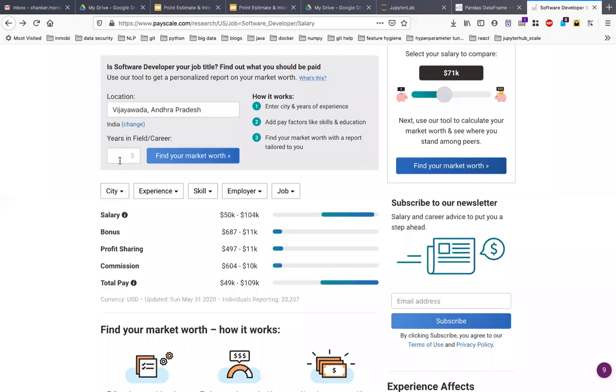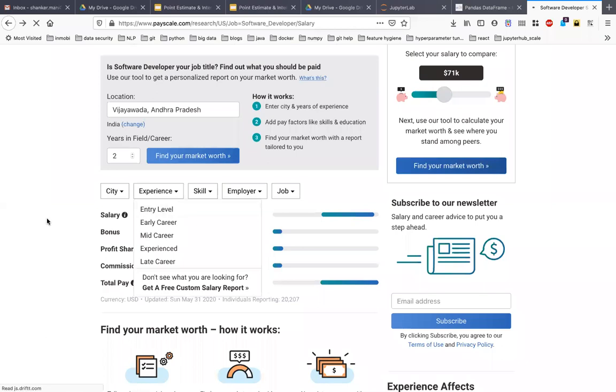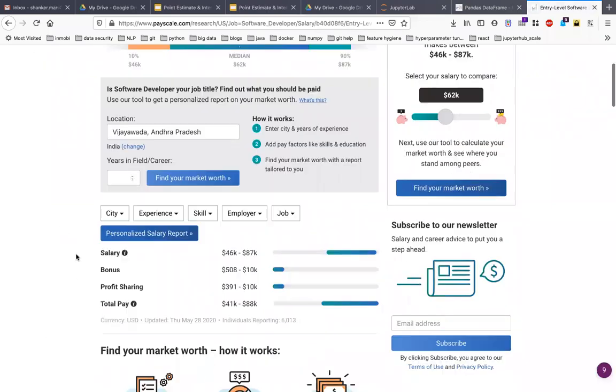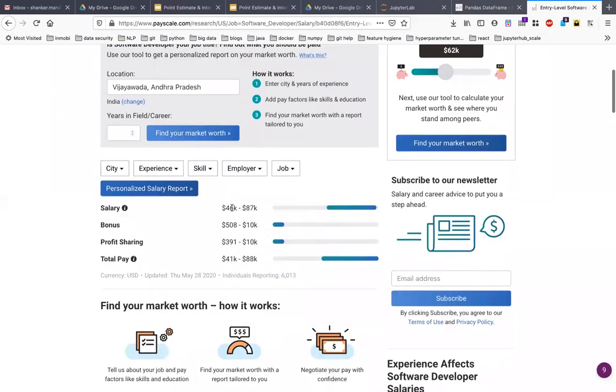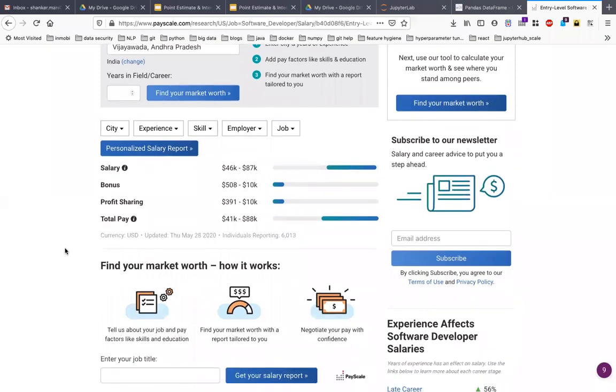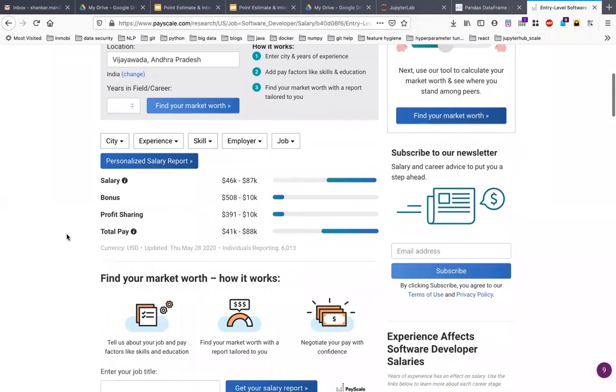Yeah, so years of experience is important, right? So let's say if you take entry level, now it has become smaller. I mean, it has become less now, right? So it means that they have done some good analysis and this interval seems more fair and accountable.